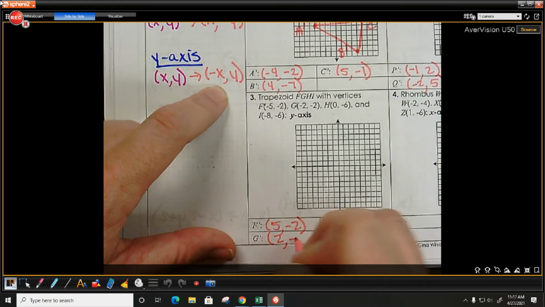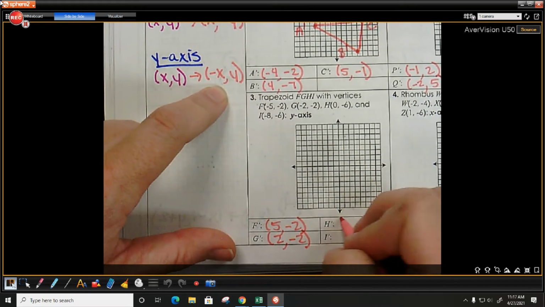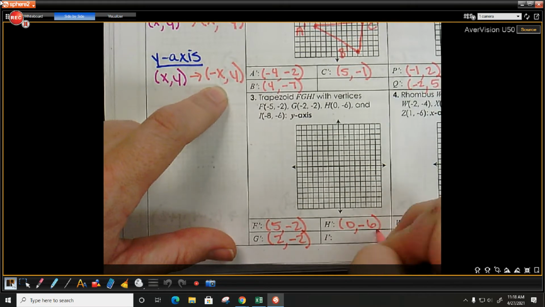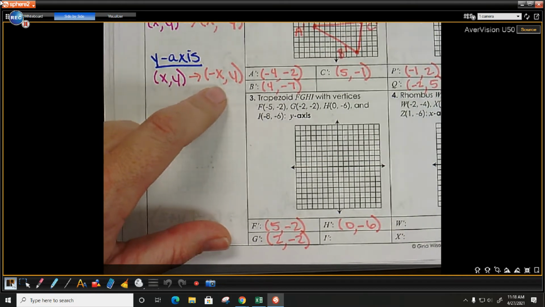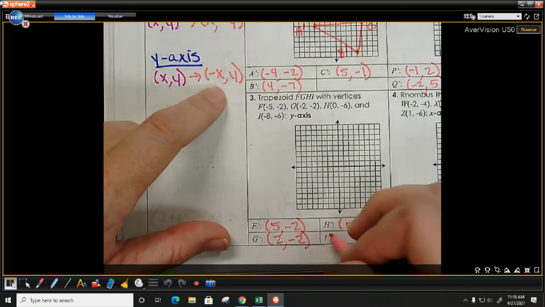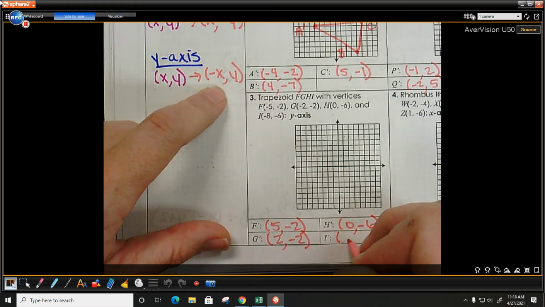Where's my G prime going to be? Where's my H prime going to be? You can't take the opposite or the negative of a 0, so 0 just stays 0. And then what about I prime? What is it? 8, negative 6.